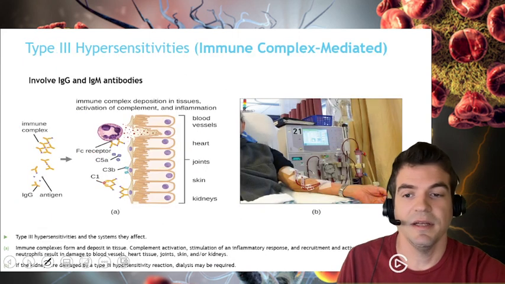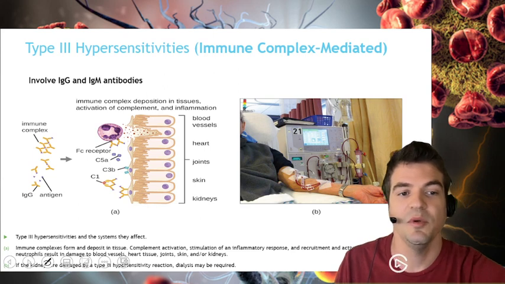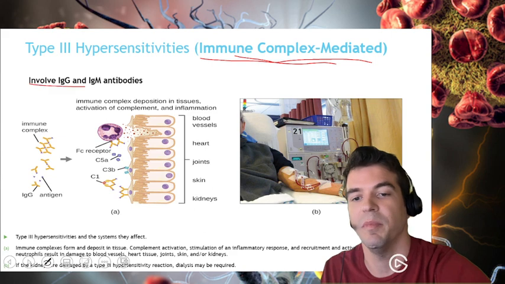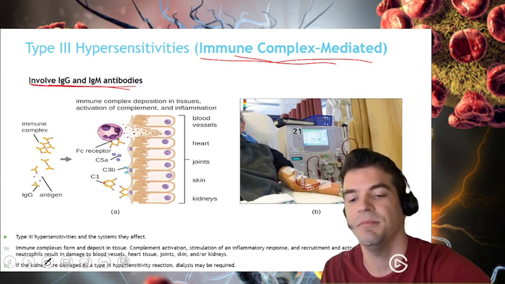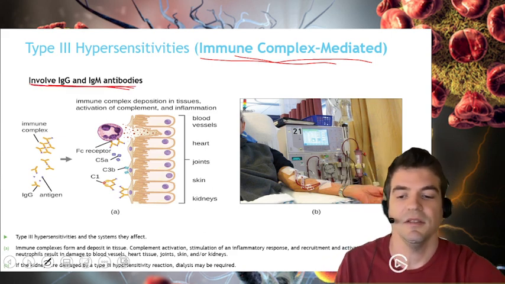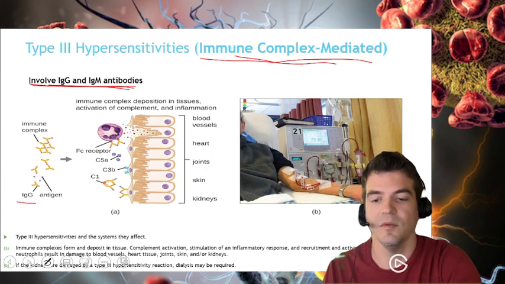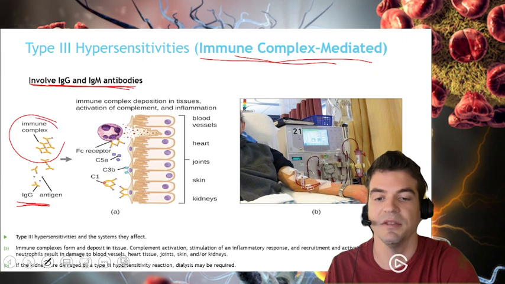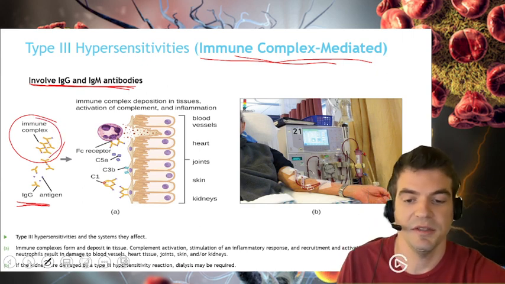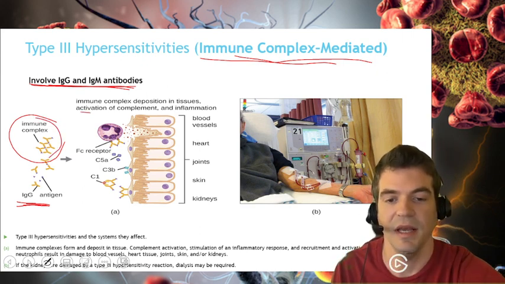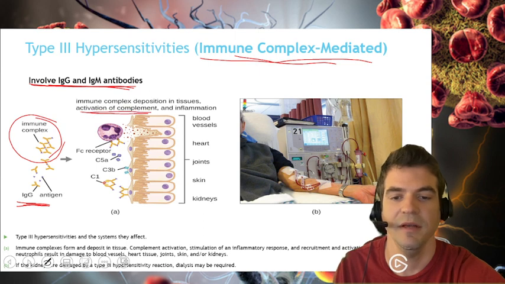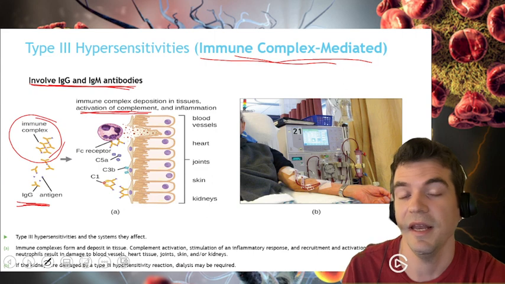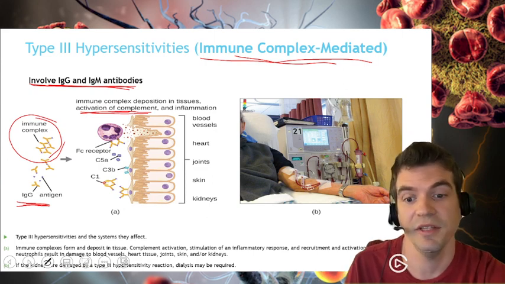Next we have type 3 hypersensitivities, or immune complex mediated. These are going to involve both IgG and IgM. When the IgG encounters these antigens, it's going to make an immune complex. The immune complex elicits the complement system. That complement system is making its way back here again too. Remember, we learned that in innate immunity. It was also part of our case study.